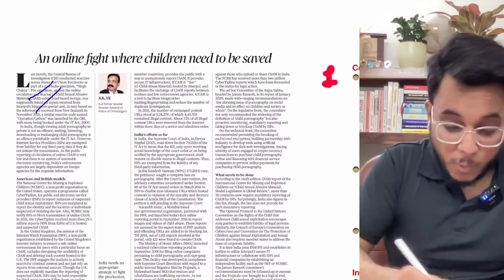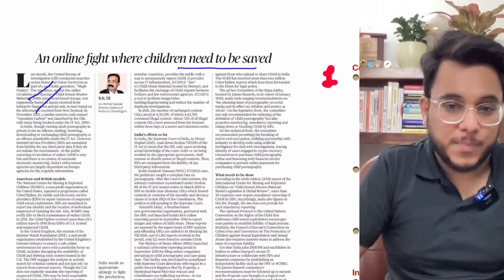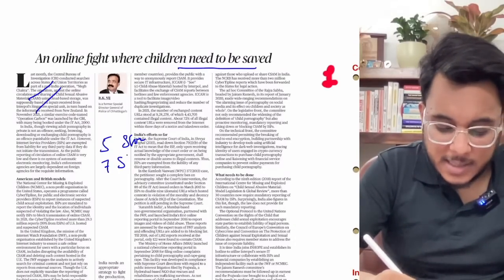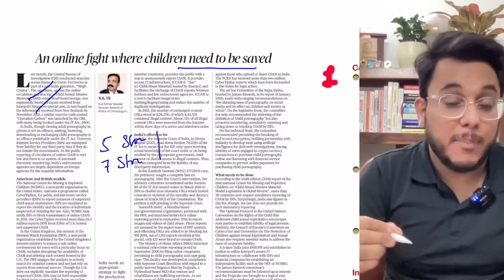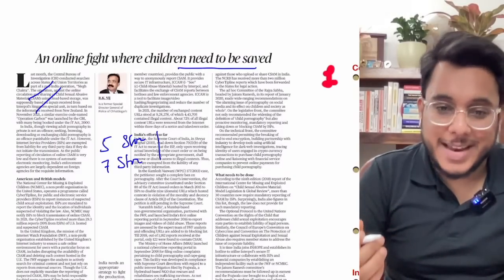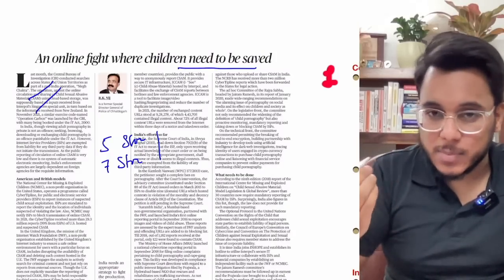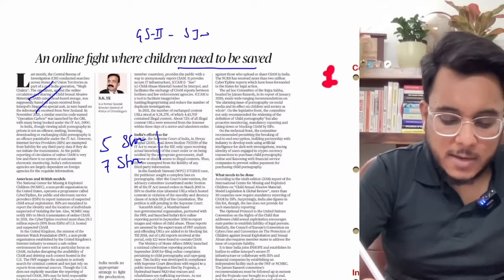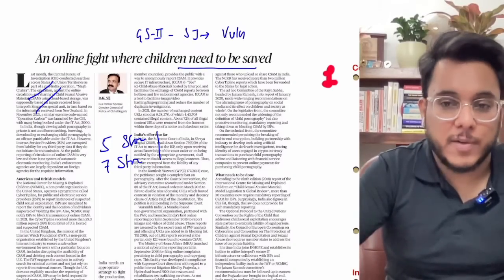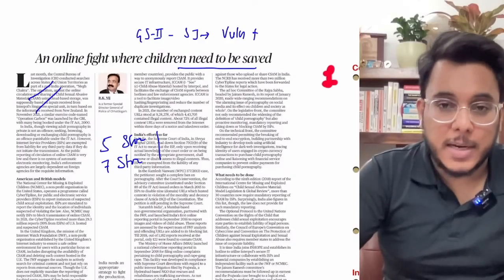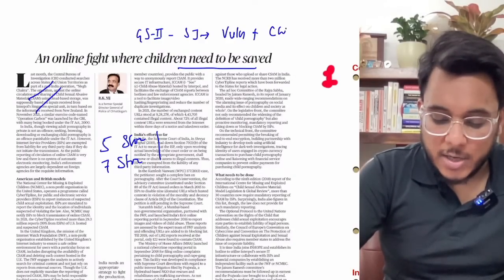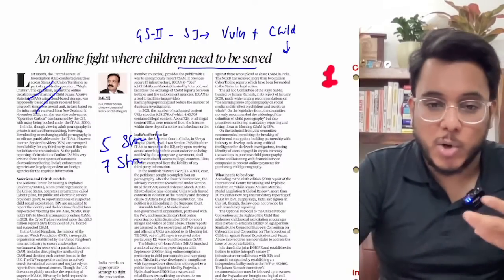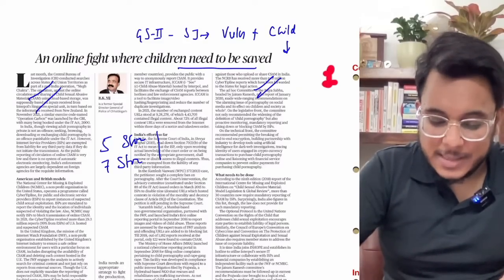An online fight where children need to be saved. So guys, this is a 5-star article, or rather I will say that it is a 7-star article dealing with the issue of child pornography in India. Understand this particular thing guys, that in GS paper number 2, social justice, we have the topic of vulnerable sections of Indian society, and within that topic there are children's issues that will come, and children's sexual abuse. All these particular topics will be coming here. Fine, so we'll see these particular things.